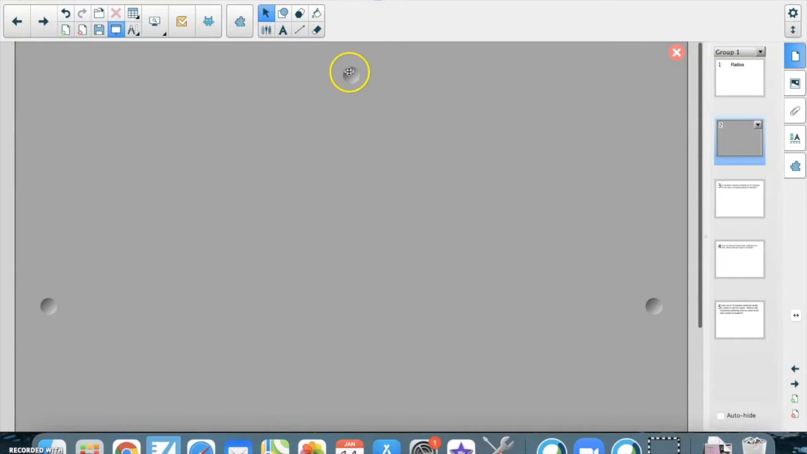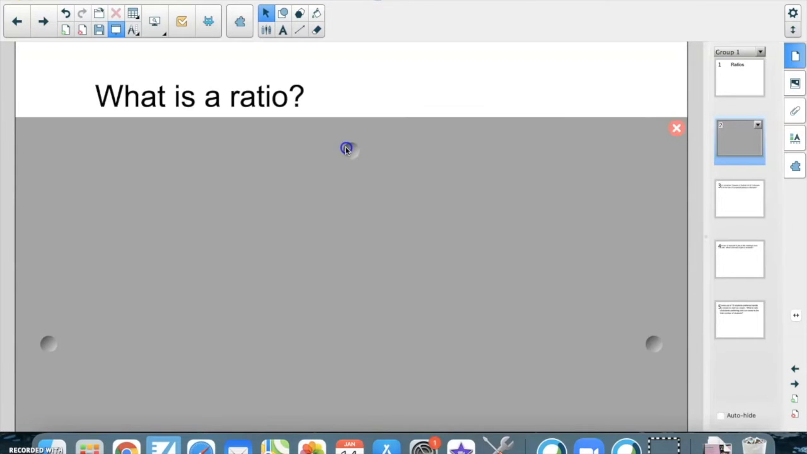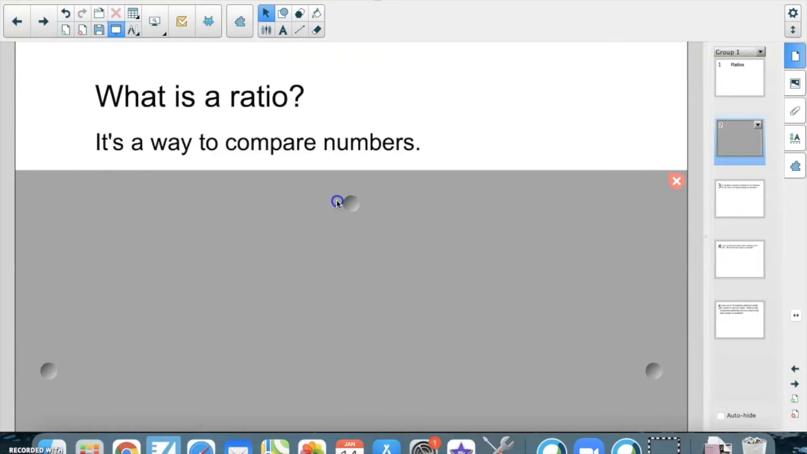So the first question you might have is, what is a ratio? Well, I will tell you what a ratio is. It's a way to compare numbers. Simple as that. It's a way to compare numbers. Okay, what do I mean by that?